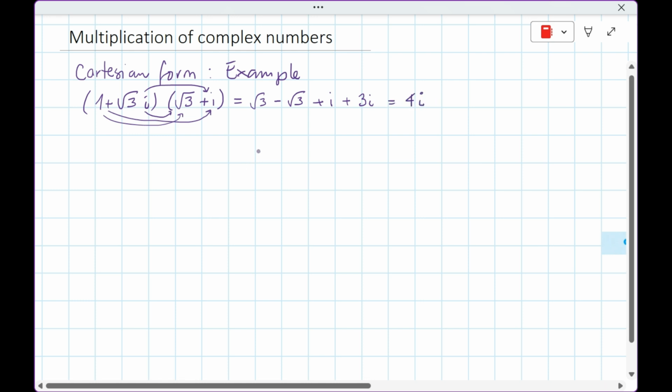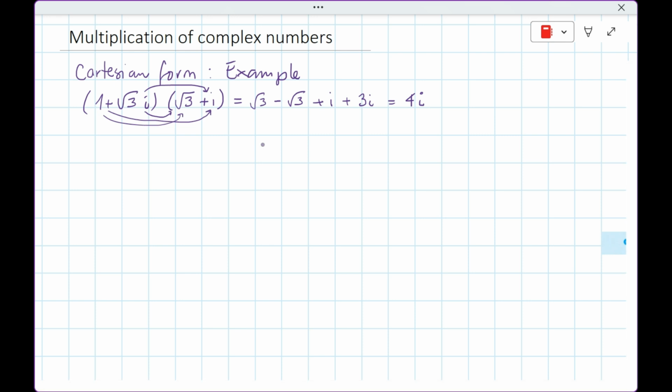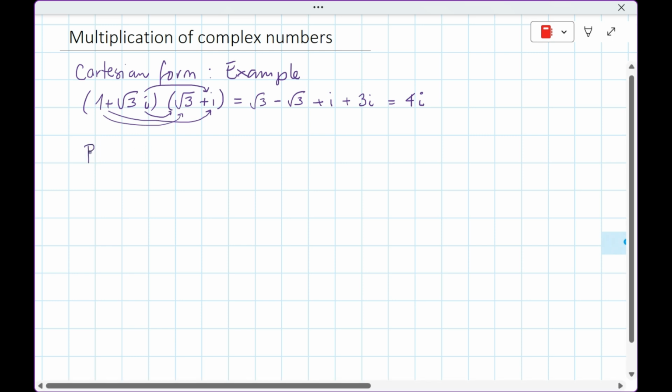So we can do this. It could be a little bit slow, but we can do it. The disadvantage is that we don't really have a geometrical interpretation of what this operation is doing. And we do have such a nice geometrical interpretation if instead we look at how we multiply complex numbers when they are in polar form.